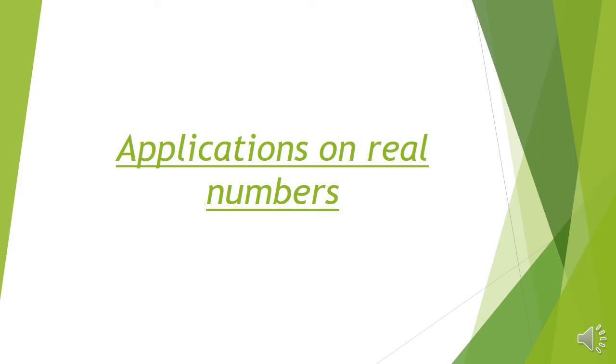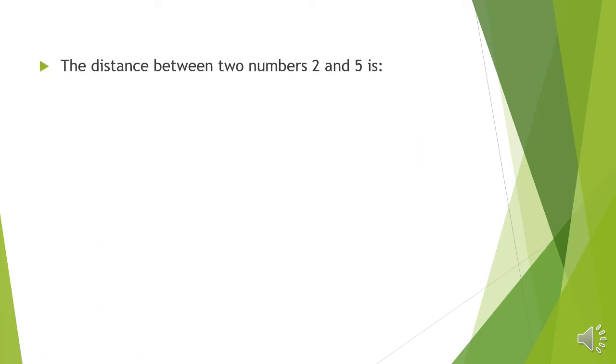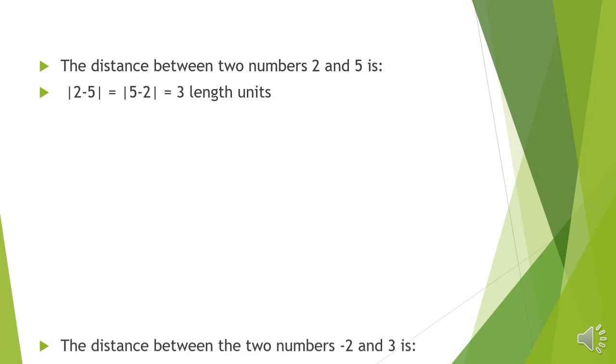Applications on real numbers. The distance between two numbers 2 and 5 is the absolute value of the difference between the two numbers. And difference means minus: 2 minus 5 or 5 minus 2 equals 3 length units. Of course, as we know, the absolute value always comes with a positive sign. The answer comes with the positive sign.